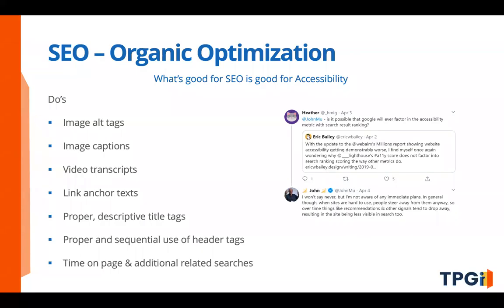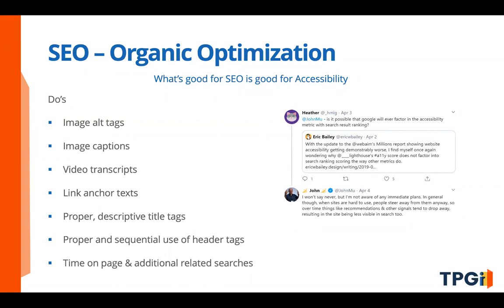All right, let's dive into SEO. SEO, organic optimization. I hope everyone is familiar with this. The good thing is there's a lot of overlap between organic optimization and accessibility: what's good for SEO is good for accessibility. The other good thing is that we've covered some of these today in previous topics. Dos for SEO on your website and digital content.